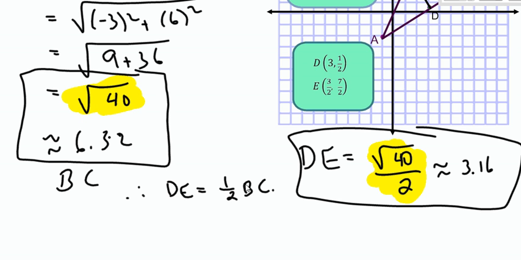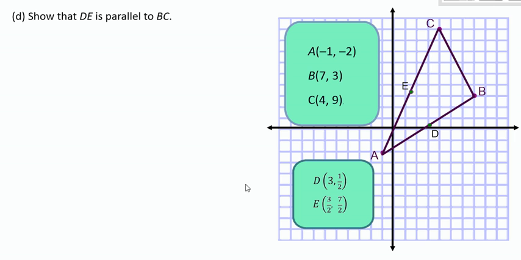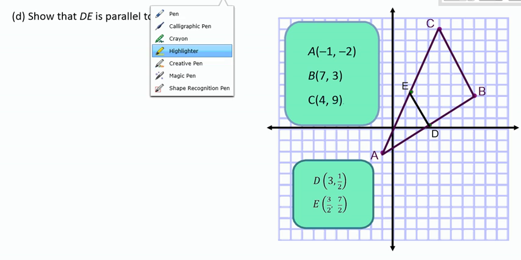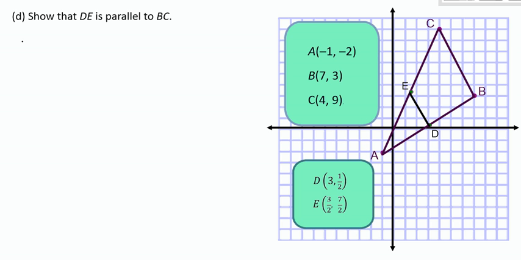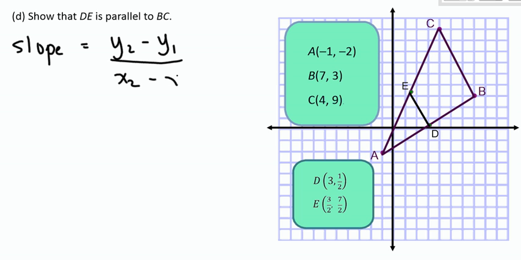Okay, next question. Show that DE is parallel to BC. So again, we're talking about the line that connects D and E, and we're asking if it's parallel. Parallel means we need to look at the slopes of those lines. So let's find the slope of both those lines. So here's the slope formula. Slope is a ratio or a fraction that compares the rise over the run of a line.